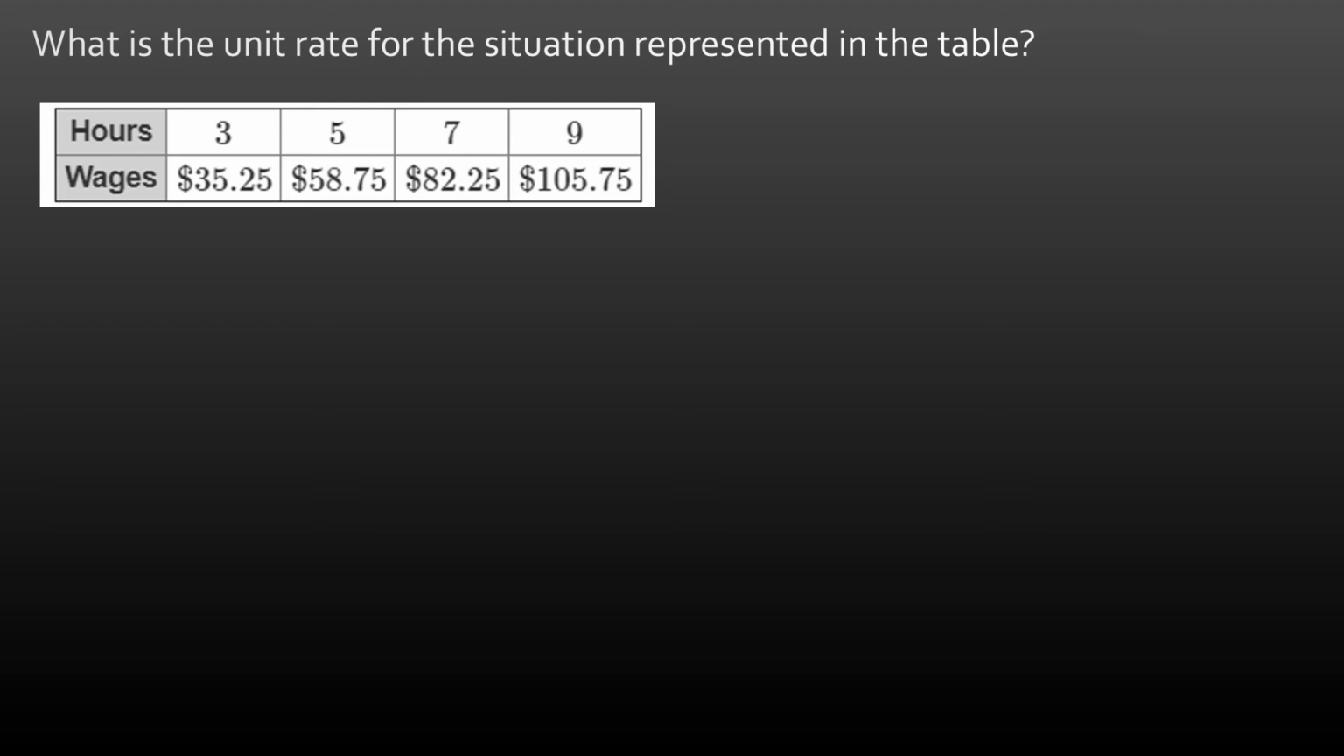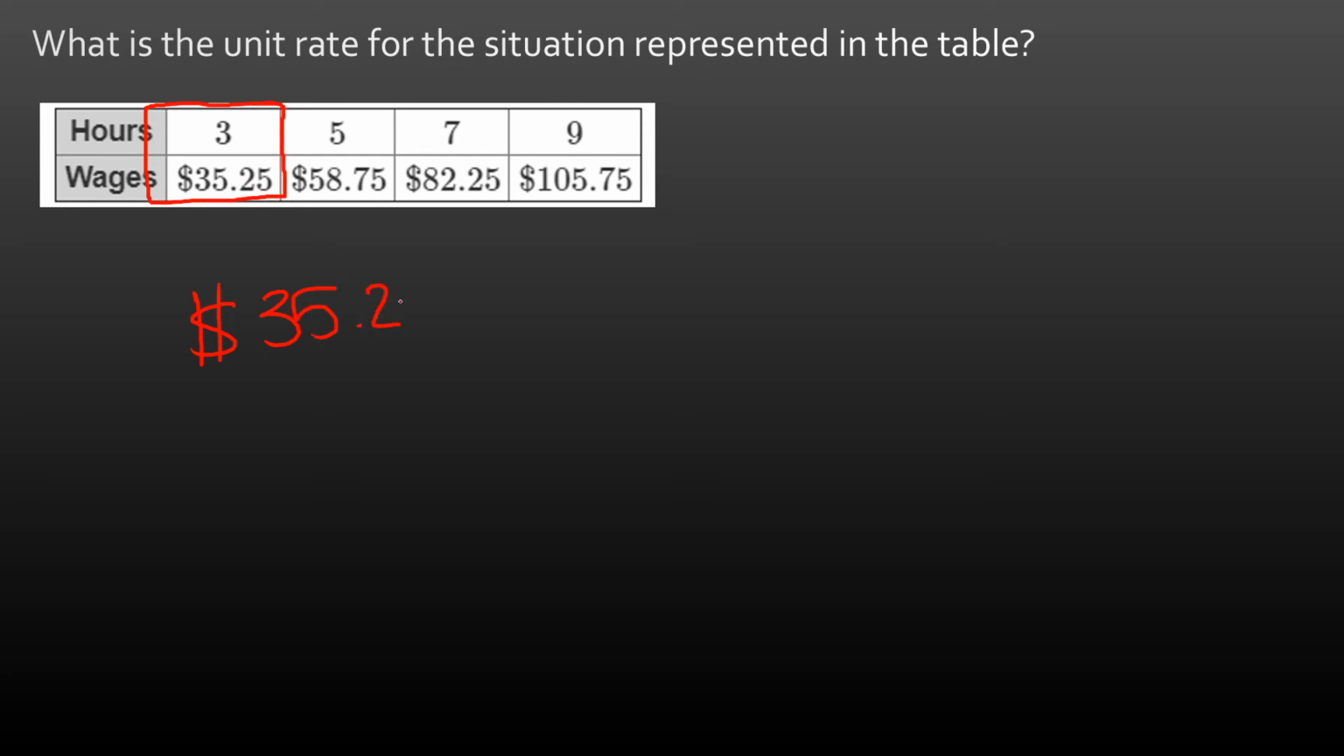Our next question says, what is the unit rate for the situation represented by the table? Okay, well, it looks like I'm given hours worked. It looks like in wages, which is how much money I'm earning. Remember, guys, that when you have money, money always goes on top when you're writing your ratio. Okay, so I can pick any one of these and it's going to give me the same answer. I'm going to pick this one here just because the numbers are the smallest.